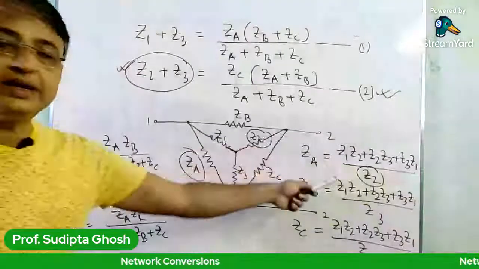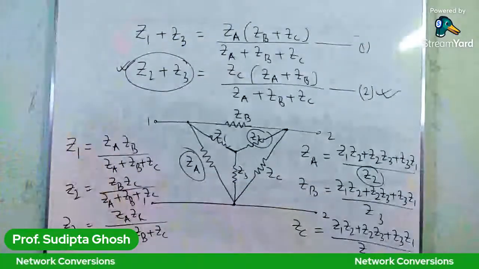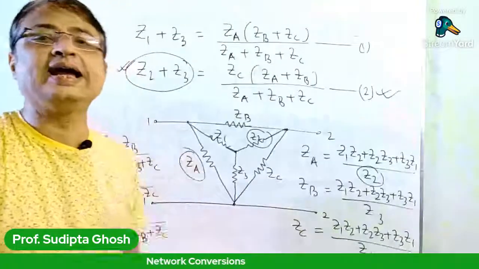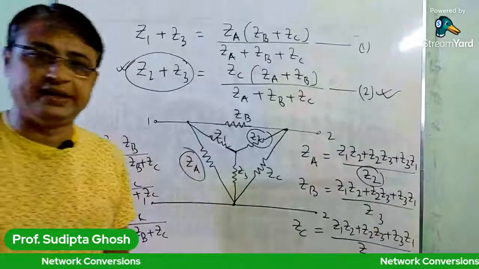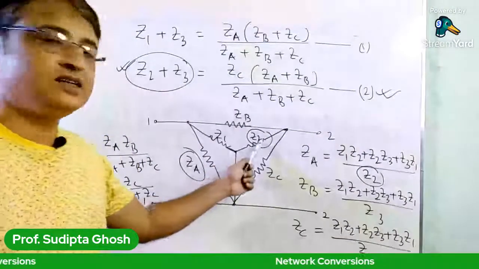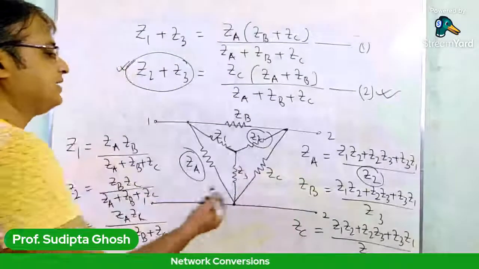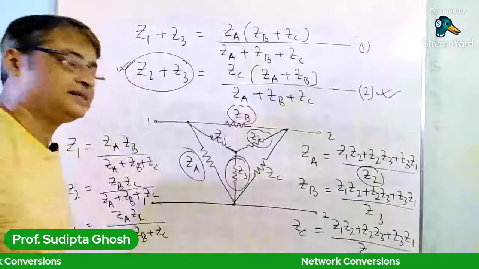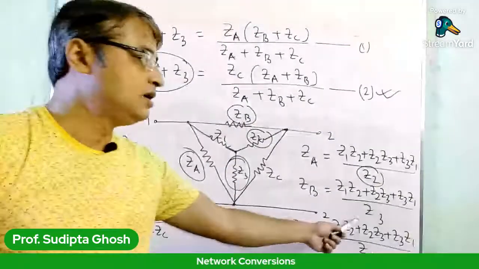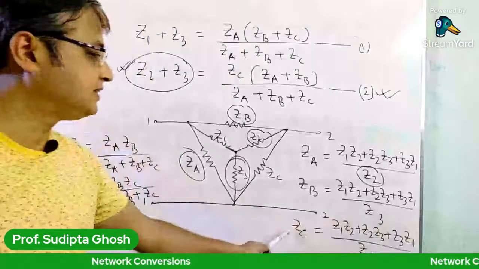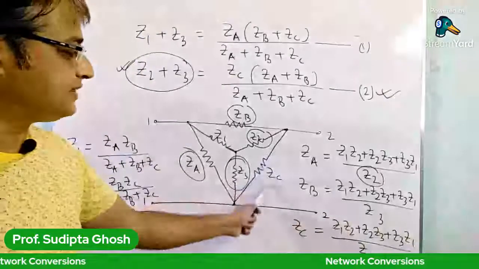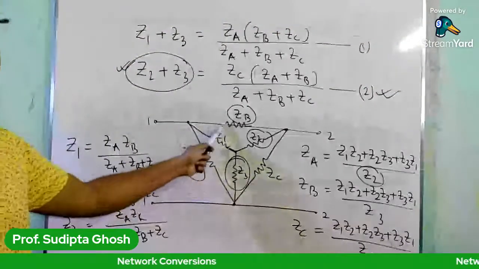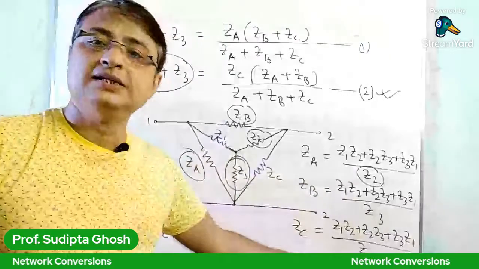So in the denominator part, we have to put the value of the T section impedance just at the opposite end. So for ZA, it is Z2. For ZB, where is ZB? This is ZB, and the opposite impedance is Z3. So in the denominator, we have Z3. And again for ZC, this is the position of ZC, and as you can see, the exact opposite side impedance is Z1. So we have to put Z1 here.